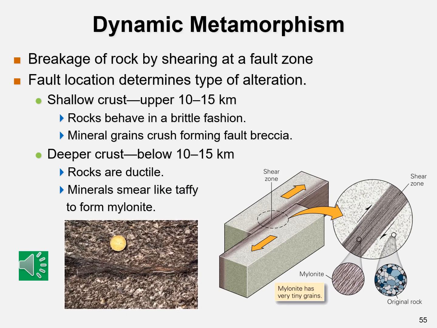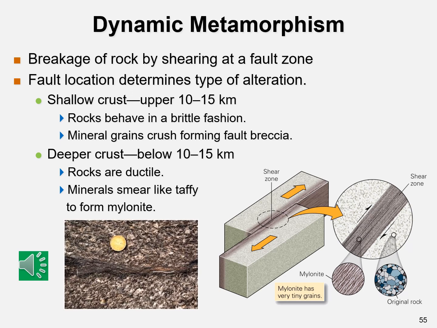Near the Earth's surface, in the upper 10 to 15 kilometers, slip-on faults can fracture rock, breaking it into angular fragments or even crushing it into a powder. But at greater depths, greater than 15 kilometers, rock becomes warm enough to behave like soft plastic as shear along a fault takes place. During this process, the minerals in the rock recrystallize.